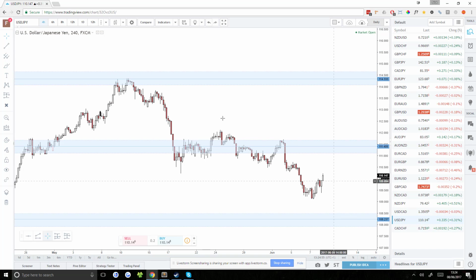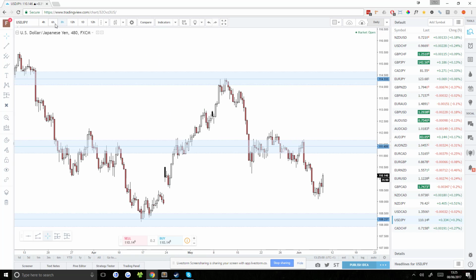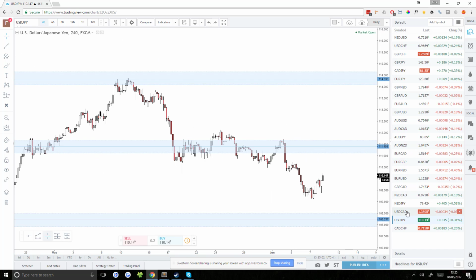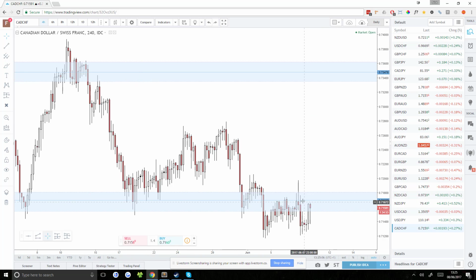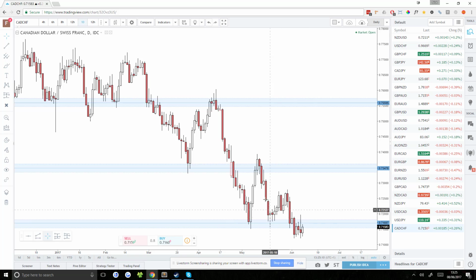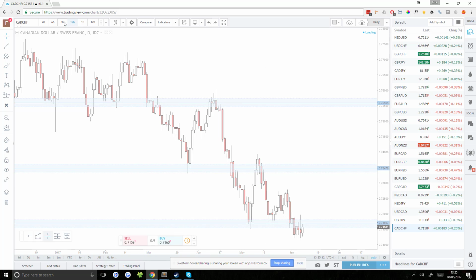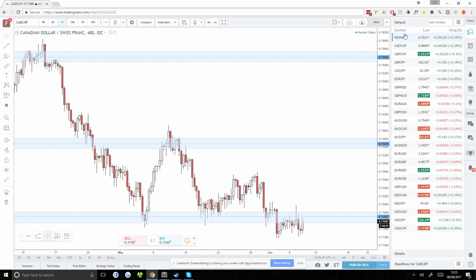USD JPY is in between two support resistance areas, so again, nothing much here as per the rules of my strategy. CAD CHF, could say continuation, but nah, it's not good. Nothing going on here. All right, so let's summarize this thing.